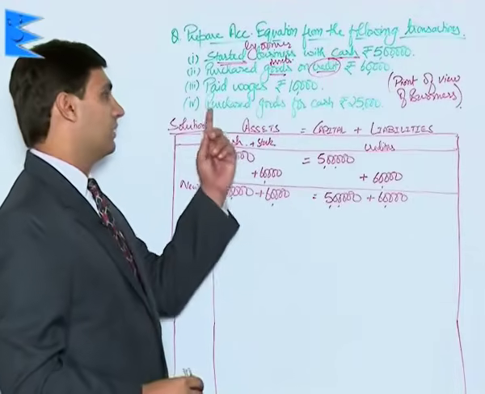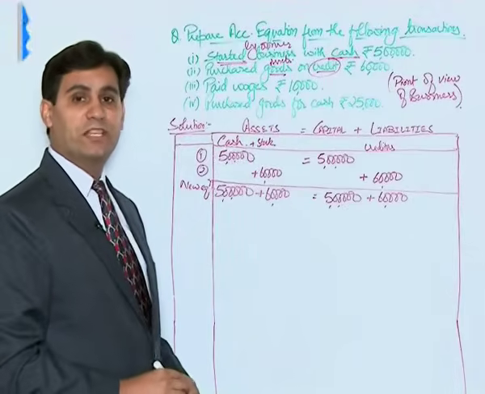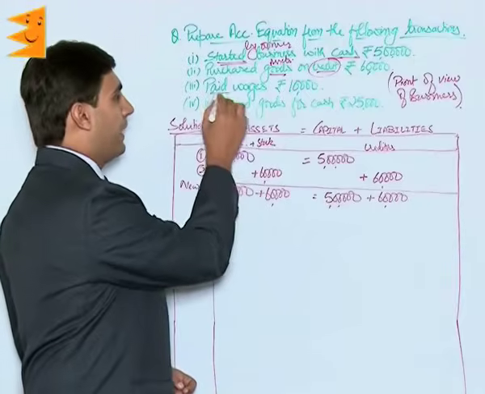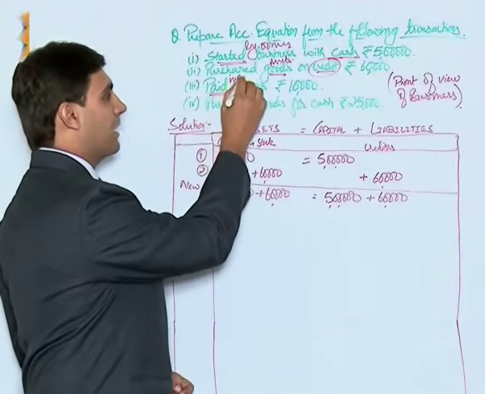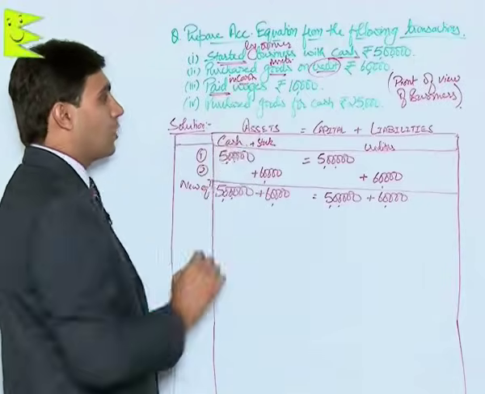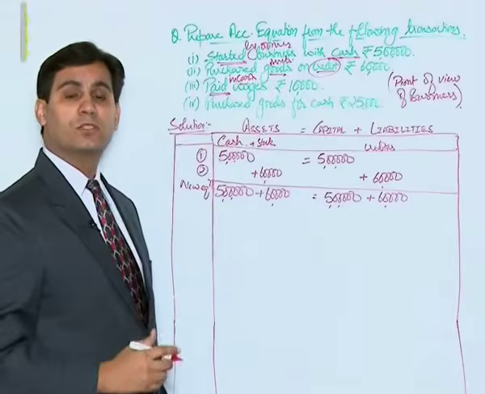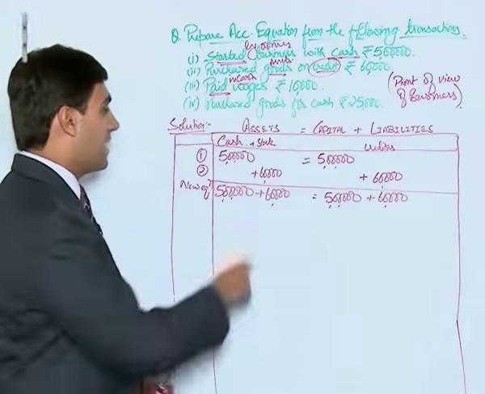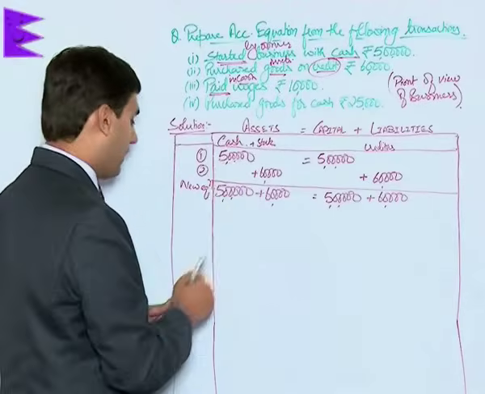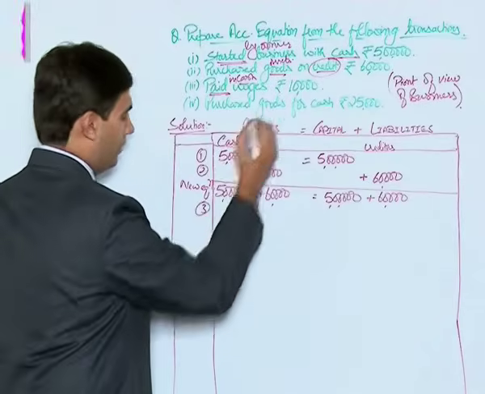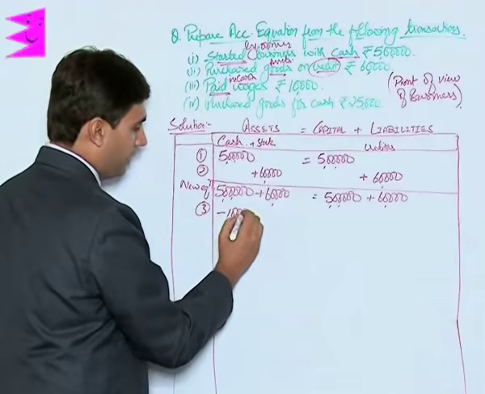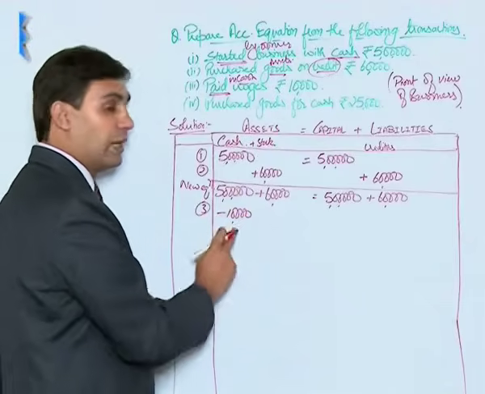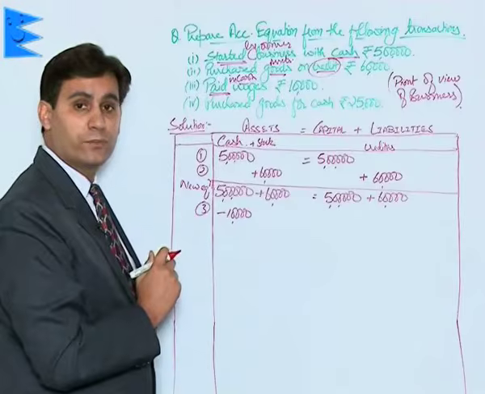Now coming to the third transaction, paid wages. Obviously paid means payment in cash. Now since we are paying cash, so there will be a reduction in the amount of cash. Cash is our asset. So we must reduce this cash by rupees 10,000. So I am writing minus 10,000 under the column of cash.